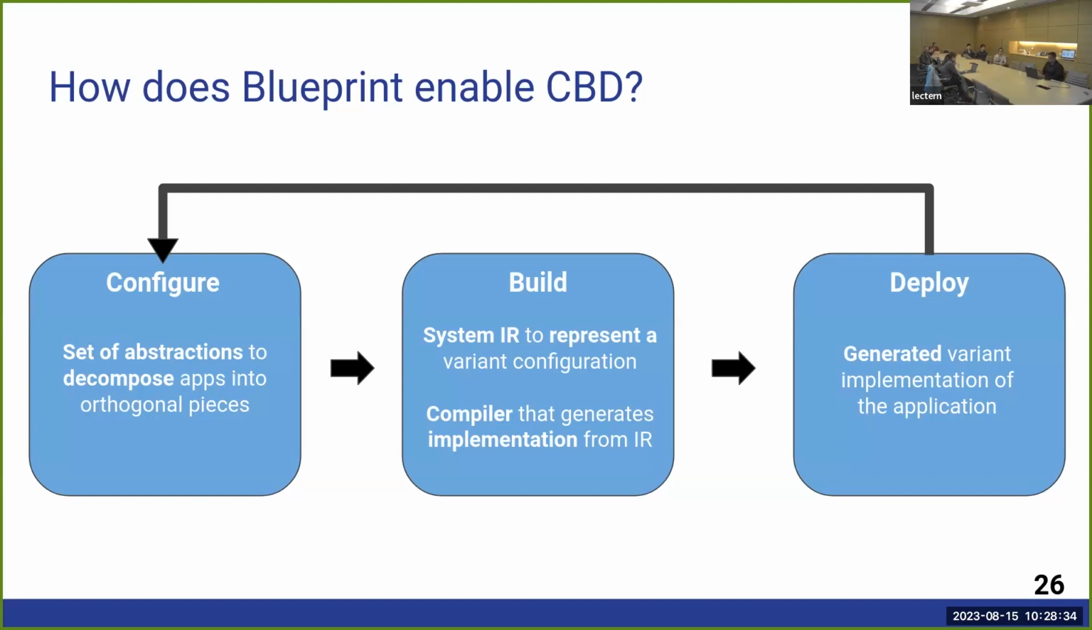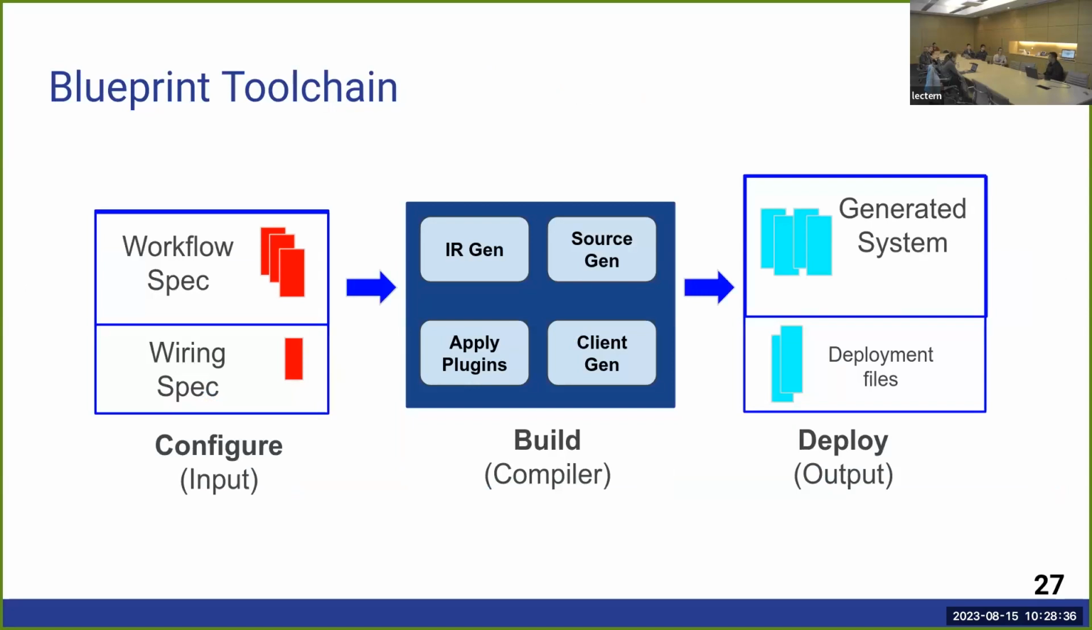Okay, sounds good. So what does the Blueprint toolchain look like? As input, the user provides what we call a workflow specification and a wiring specification, which are combined to generate the intermediate representation, the unique intermediate representation for that variant. The compiler will use that to generate the system that can then be deployed on whatever platform was selected by the users. So let's take a look in more detail at what these individual pieces are.